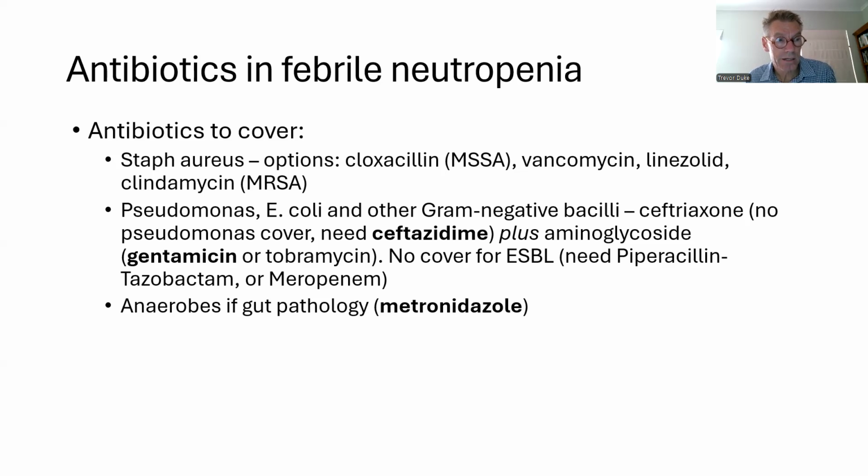If the child's got gut-related problems, for example, if they've got diarrhea, they've got typhlitis, they've got abdominal pain, abdominal distension, then you need to give metronidazole for managing gut pathology because they may have anaerobes. So I'm not suggesting you use all of these antibiotics. You need to think about in a given child what are the most likely pathogens and use 2 or 3 of those antibiotics, no more than 3, to cover the child who's got febrile neutropenia if they're severely unwell.